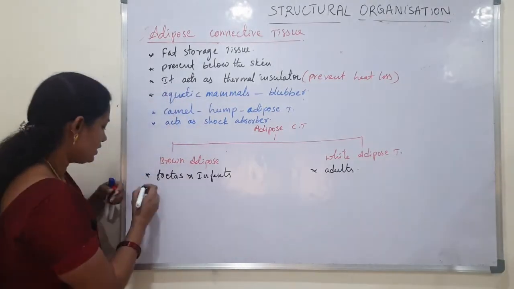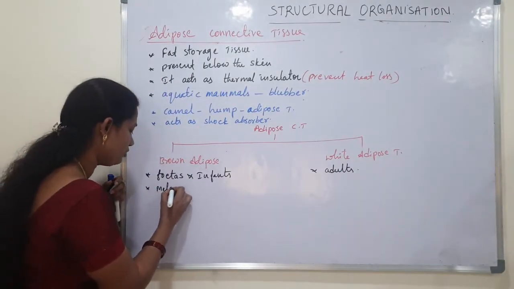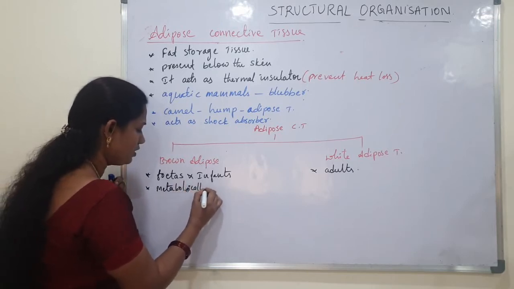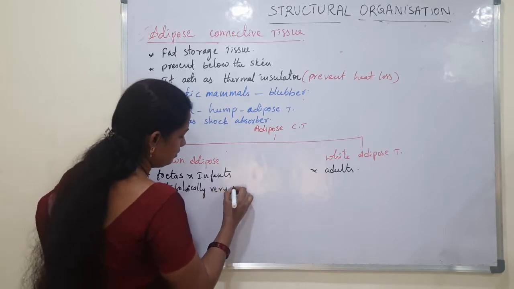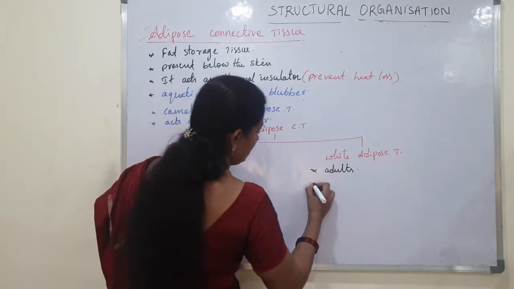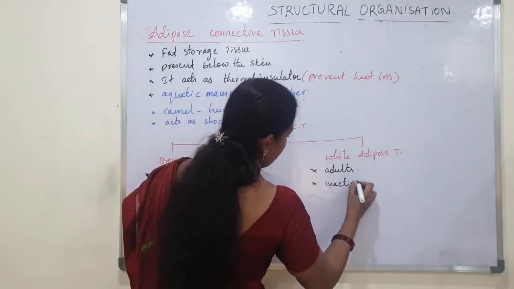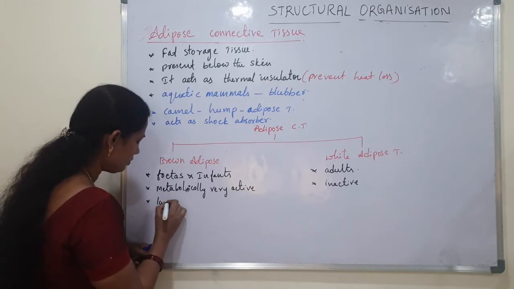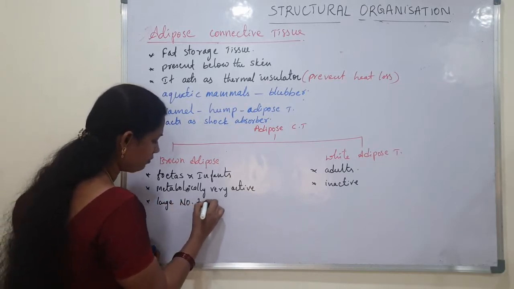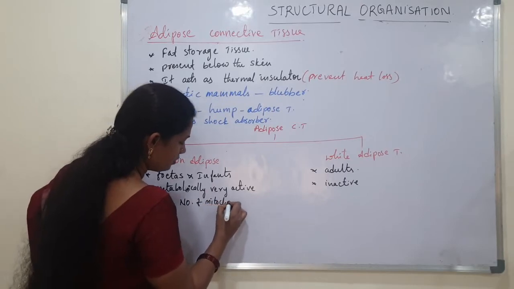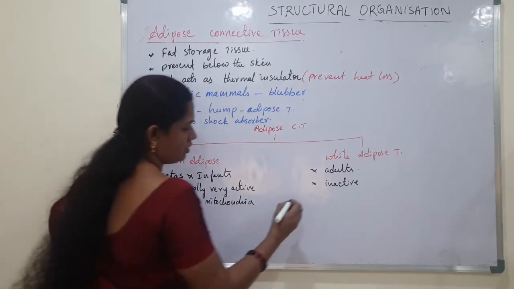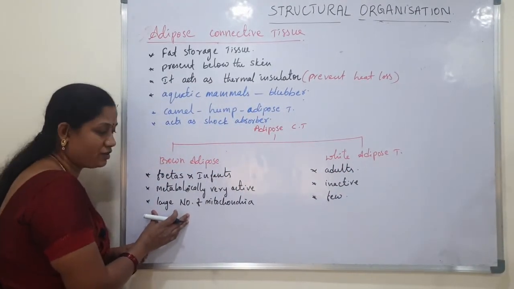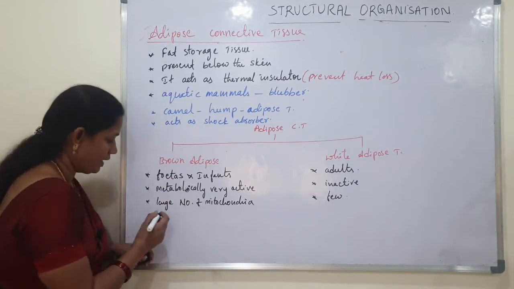Next, brown adipose tissue is metabolically very, very active. White adipose tissue is metabolically inactive. In brown adipose tissue a large number of mitochondria are present. Here, in white adipose tissue, only a few mitochondria are present. That's why brown adipose tissue is metabolically active.